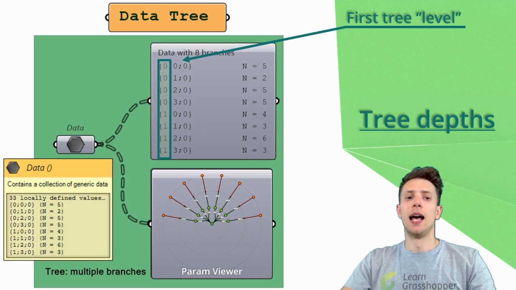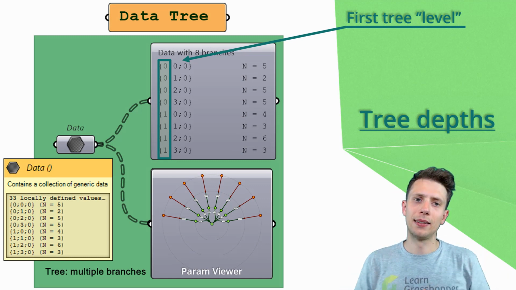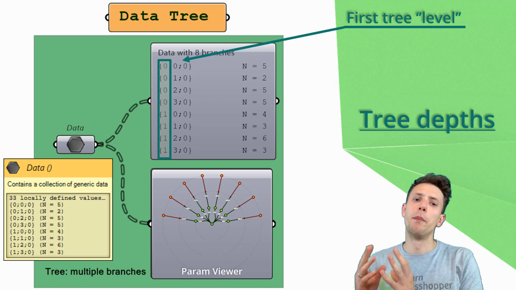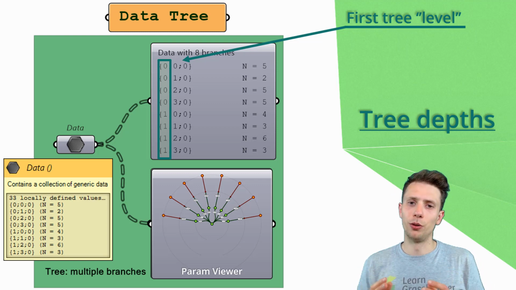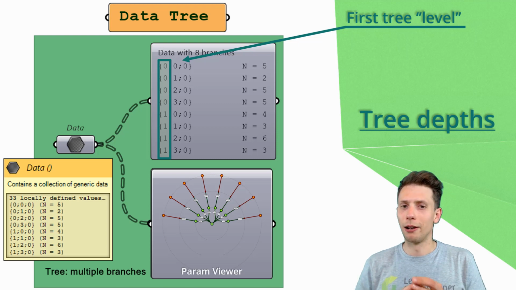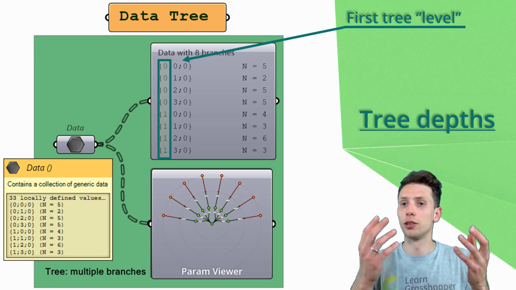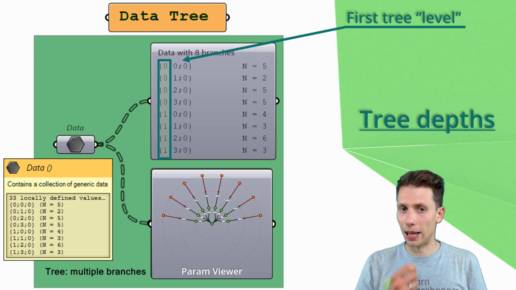Another thing that you will see is that we can extend the complexity of our data tree, and we can give more and more branches. So as our tree is having lots of branches, if we have one branch, from this branch can be separate lots of other branches. So this is what we can call a level, or tree depth.